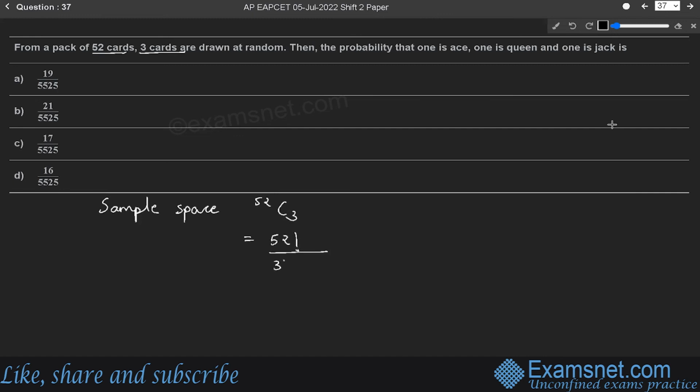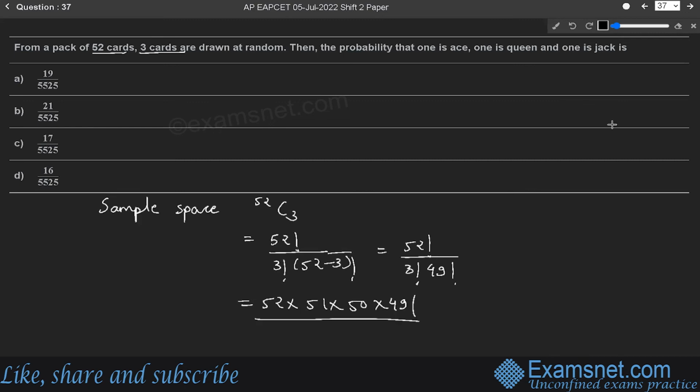which is equals to 52 factorial upon 3 factorial into 52 minus 3 factorial, which will be equal to 52 factorial upon 3 factorial into 49 factorial, which will be equals to 52 into 51 into 50 into 49 factorial divided by 3 factorial into 49 factorial. 49 factorial and 49 factorial will be cancelled. So the remaining terms will be 52 into 51 into 50 divided by 3 factorial. 3 factorial means 3 into 2 into 1.